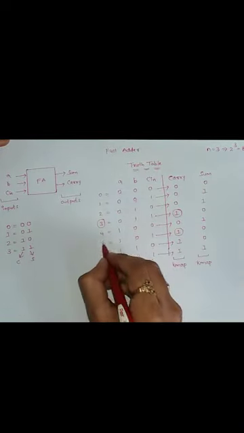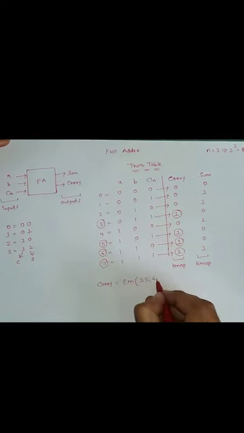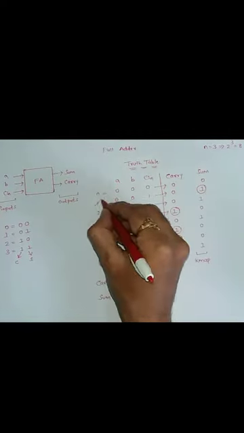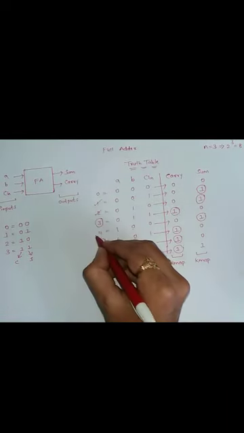Next, here the equivalent will be 5. Next, the equivalent is 6. Here the equivalent is 7. So the sum of minterms are 3, 5, 6, 7. Similarly, we have to write for sum also. So sum is equal to sum of minterms. See this one, this is 0, 2, this is 4, this is 7. So minterms are 1, 2, 4, 7.